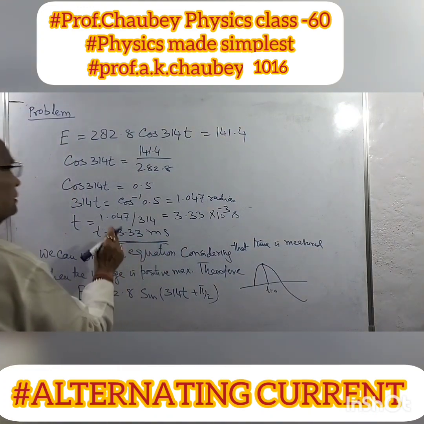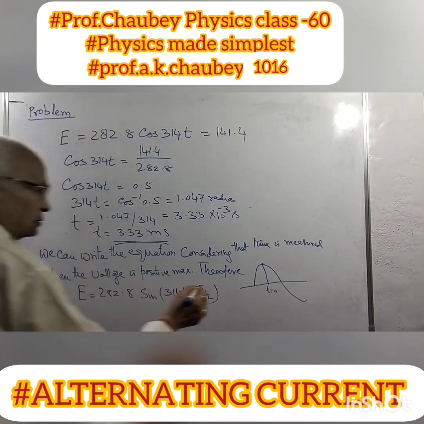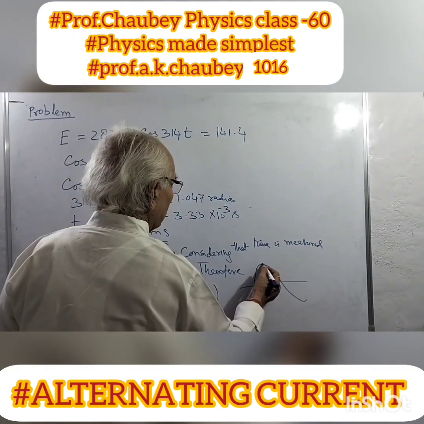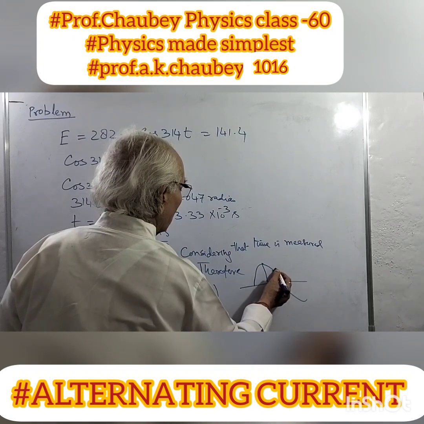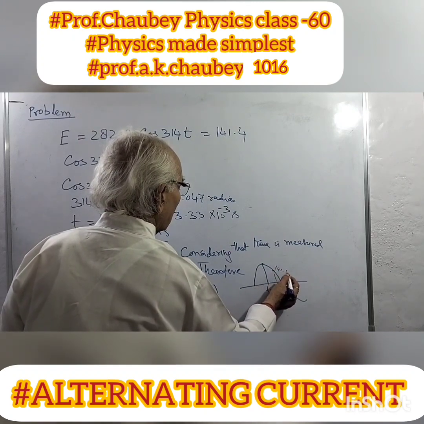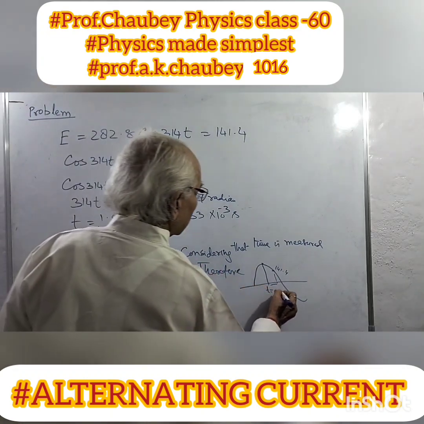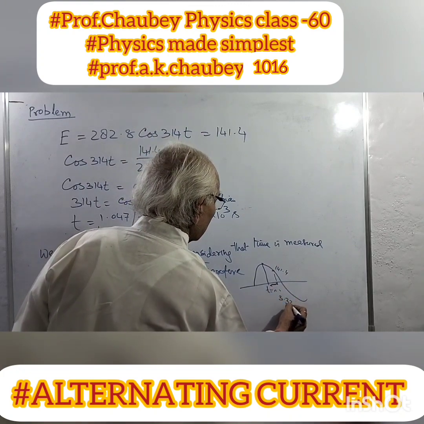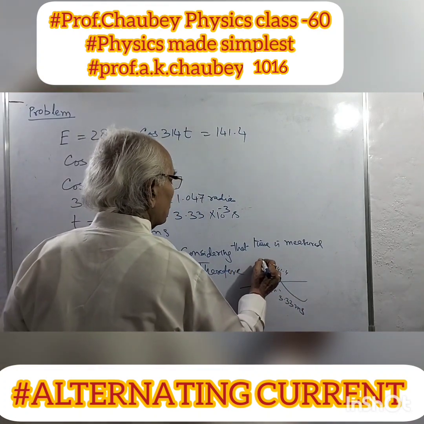Then at this time, from the start, the voltage will be 141.4. Starting from here, after 3.33 milliseconds, the voltage comes down to here, maybe. So this may be the voltage, 141.4, and this time difference is 3.33 milliseconds, starting from t equal to 0.